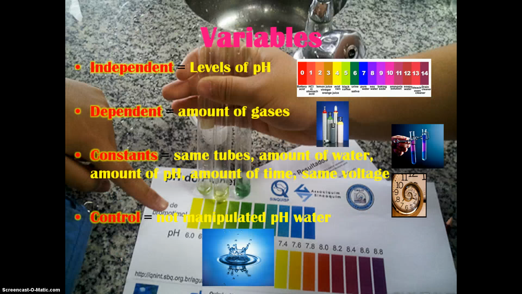For our variables, we have our independent variable, which is levels of pH. Our dependent variable is the amount of gases. The level of pH controls the amount of gases. The constants are, we will always use the same tubes, the same amount of water, the same amount of pH, the same amount of time, and the same amount of voltage. The control is the not manipulated pH water.